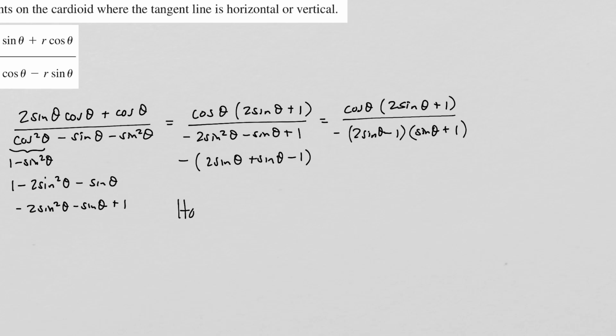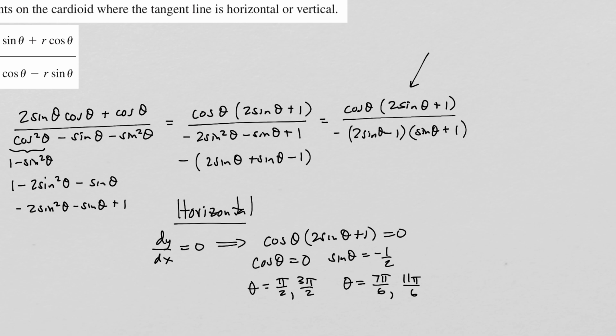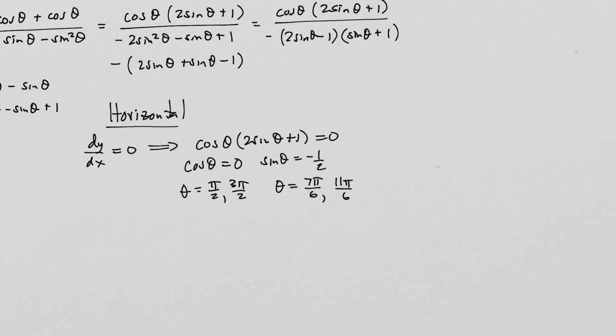Now, for the horizontal tangent, we know that dy/dx must be equal to 0, which means the numerator must be equal to 0. And this means either cosine of theta is 0 or sine of theta is negative 1/2. And cosine is 0 at pi over 2 and 3 pi over 2. And sine is negative 1/2 at 7 pi over 6 and 11 pi over 6. And again, these are fundamental values, so I'm not going to do a whole lot of explaining here.